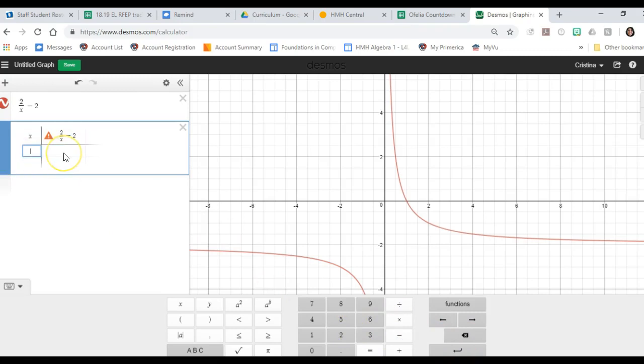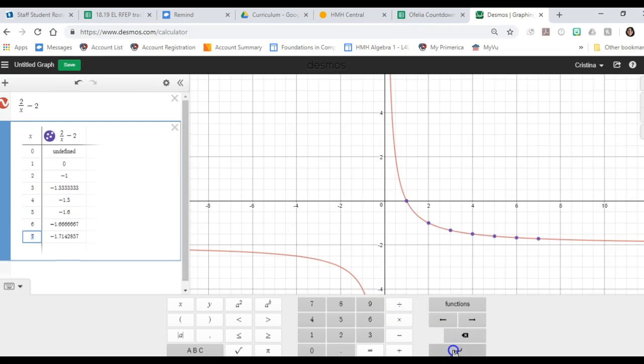And I'll start typing in just random numbers like 0, 1, 2. You start seeing those purple dots again. They're coming up. 3, 4. What I like about it, if I just press enter, it'll just keep going. It's kind of cool. It's a nifty little function that you have there.